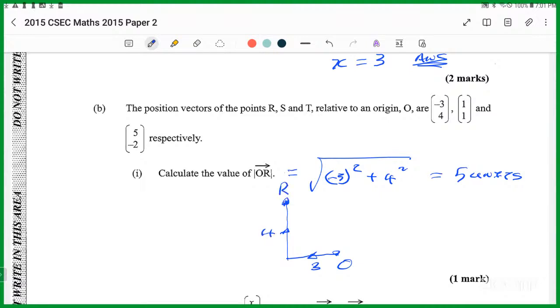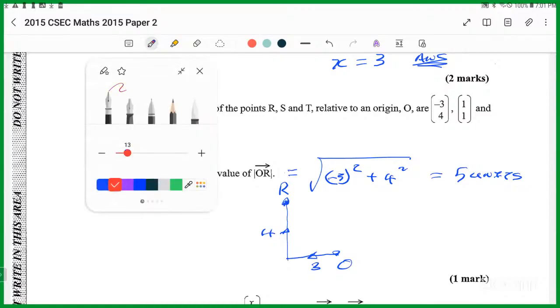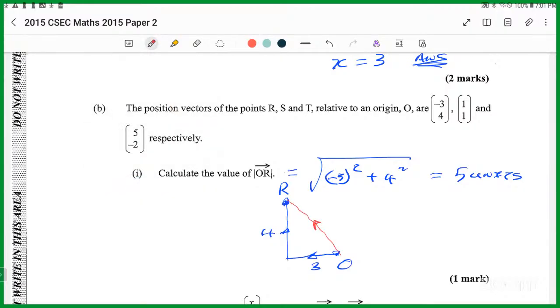R will be right here relative to O. And the modulus is asking us for the length of this line, that's the vector OR right now. This is asking us for the length of this red line, so it's Pythagoras' theorem that we have used right here. Just to put it into perspective for you.